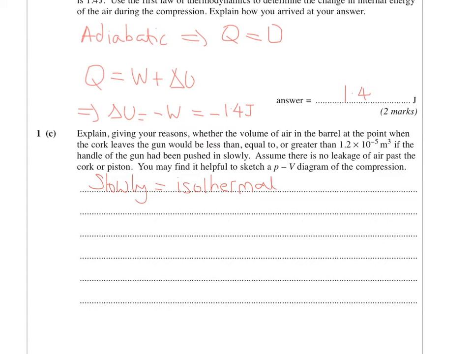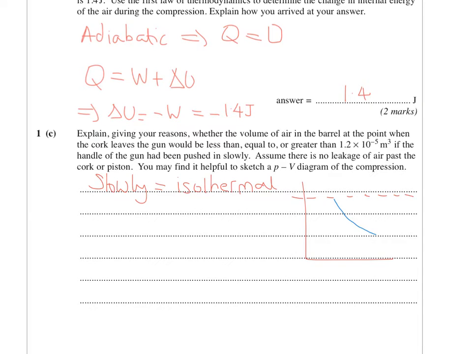So the way to think about this is the cork is going to be pushed out when it reaches a certain pressure, because it's going to take a certain force to overcome friction to push the cork out. So during an adiabatic process, what you get is it looking like that.